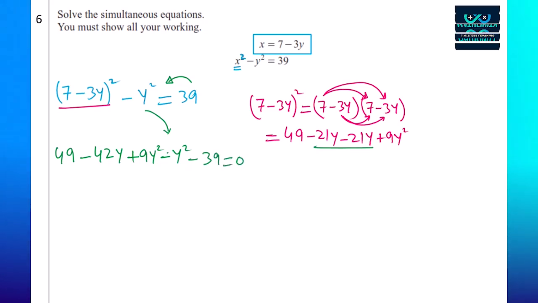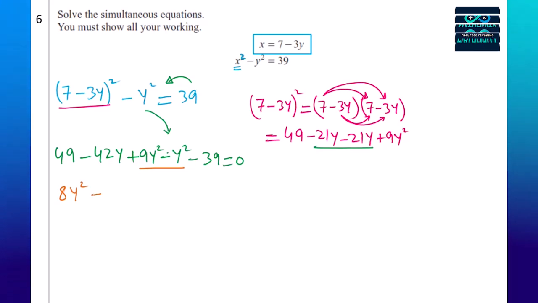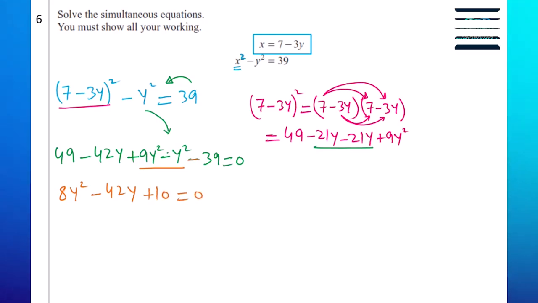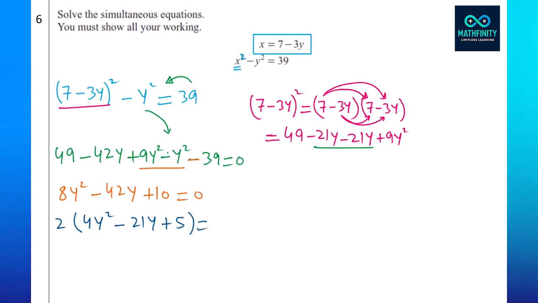We have to add or subtract the like terms. These two are like terms. So 9y square minus y square, 8y square. Negative 42y. And then when you solve the number, 49 minus 39, positive 10 equal to 0. From the numbers, we can take 2 common. What we have to write inside? 4y square minus 21y plus 5 equal to 0.